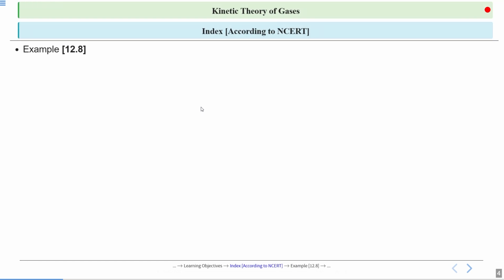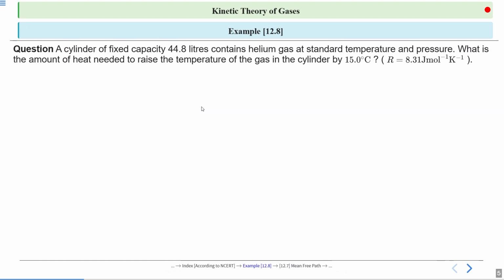In today's lecture, we will cover three main things. First, example 12.8. Then, 12.7 mean free path. And last, example 12.9. Alright. So, example 12.8.